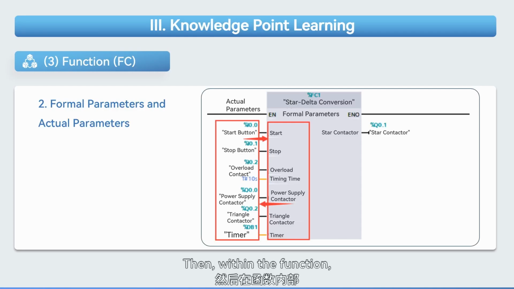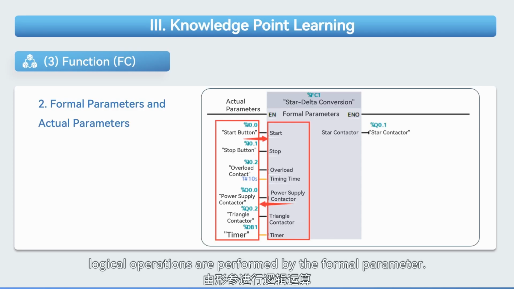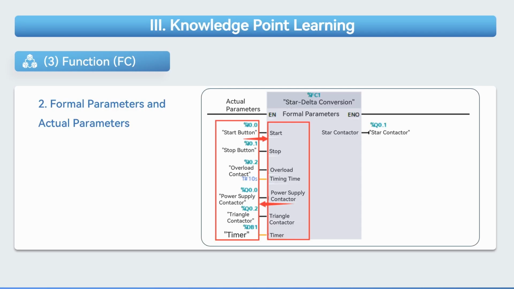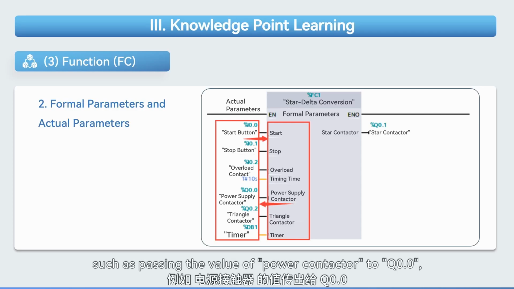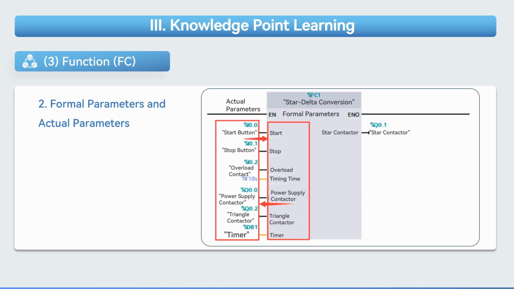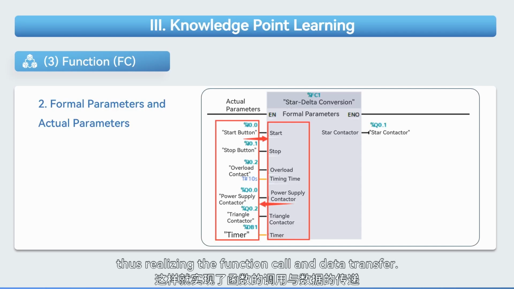Then, within the function, logical operations are performed by the formal parameter. After the subroutine execution ends, through the output interface, the value of the formal parameter is passed to the actual parameter, such as passing the value of power contactor to Q0.0, thus realizing the function call and data transfer.